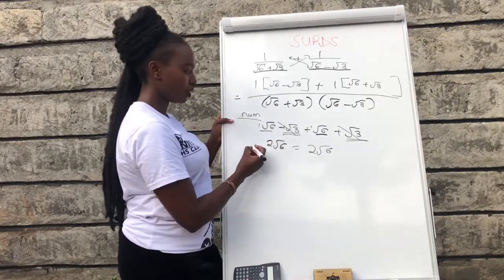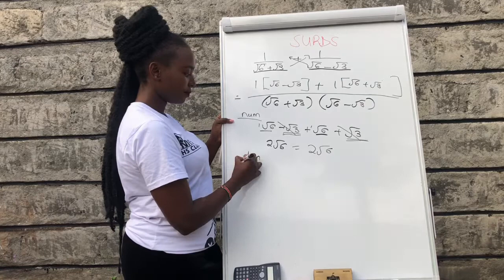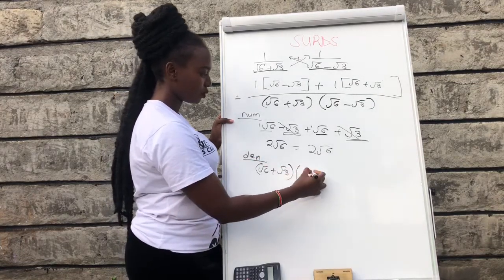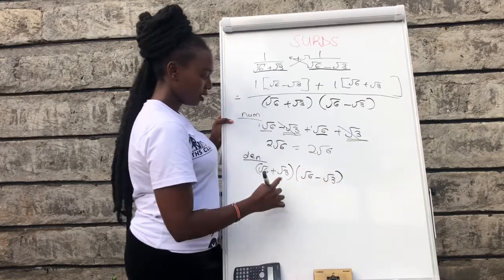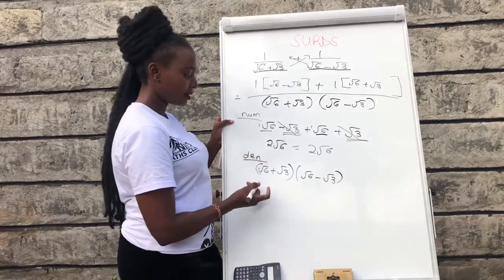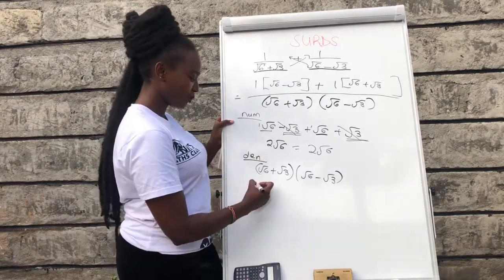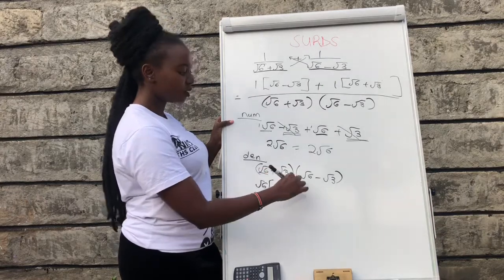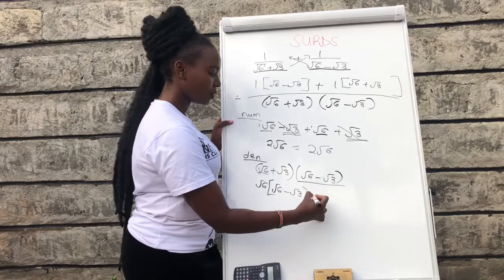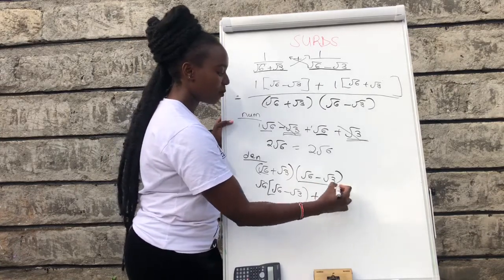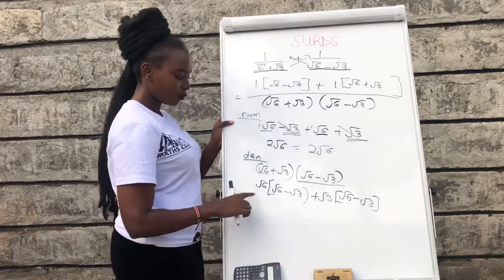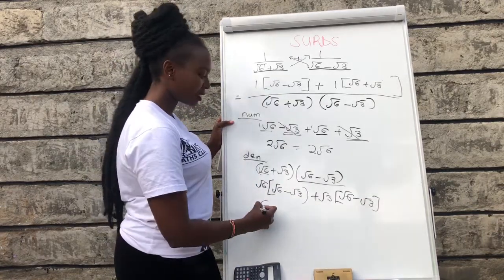So now let's go to the denominator, which is root 6 plus root 3 times root 6 minus root 3. So root 6 times root 6, while opening the brackets, like I said, you take root 6, you multiply with this whole root 6 minus root 3. Then you take plus root 3, you multiply with again this.